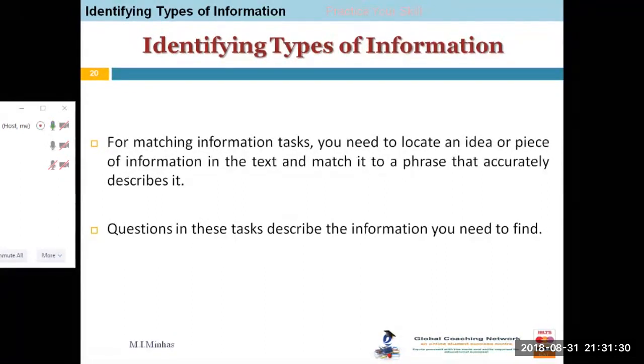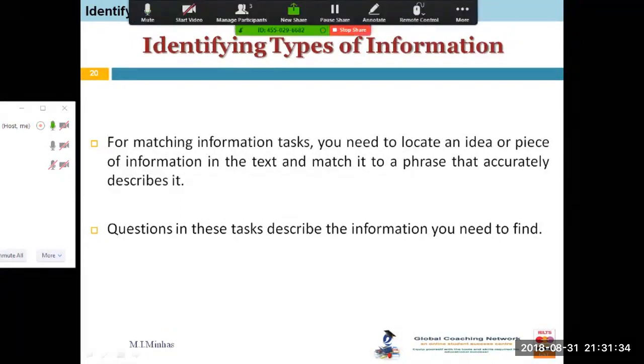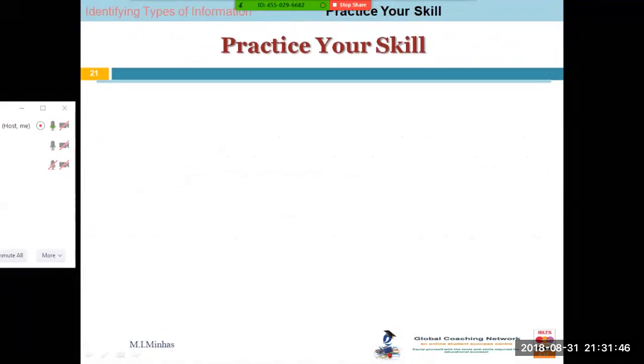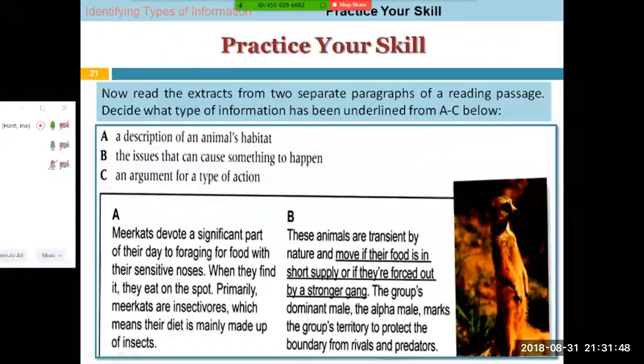Now for matching information tasks, you need to locate an idea or piece of information in the text and match it to a phrase that accurately describes it. Questions in these tasks describe the information you need to find. Now let's start. I want you guys to read these two paragraphs one by one. Shakil, starting with you. Can you read the first paragraph?